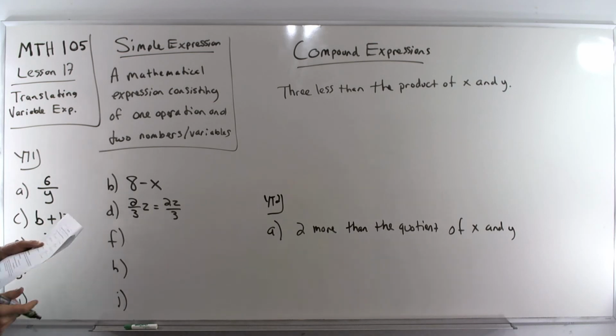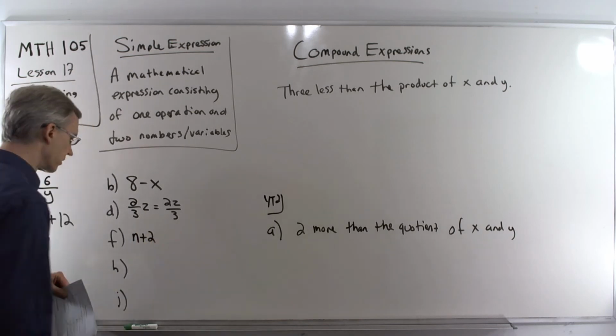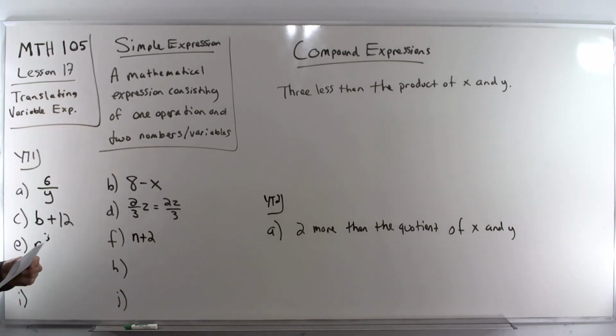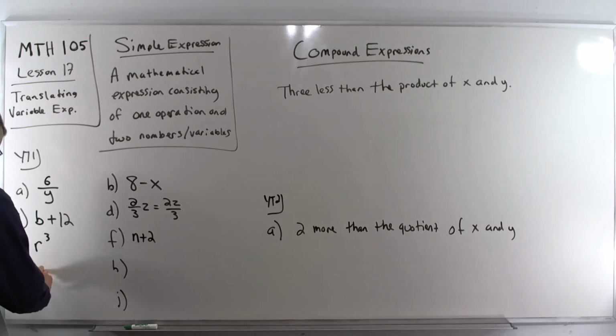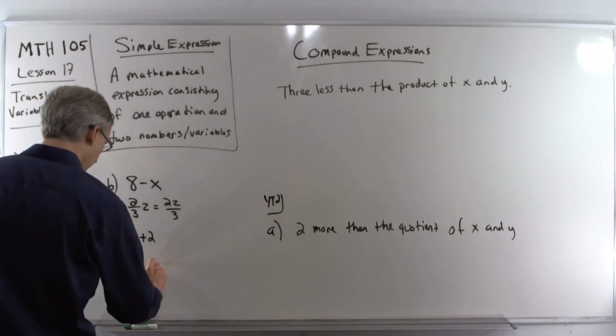F, 2 more than n. More than is addition. We're starting with n, and we want 2 more than n, so n plus 2. G, the 4th power of m. 4th power is the exponent, so m to the 4th power. H, 4 less than v. We're starting with v, and we're removing 4 from it. So that is v minus 4.